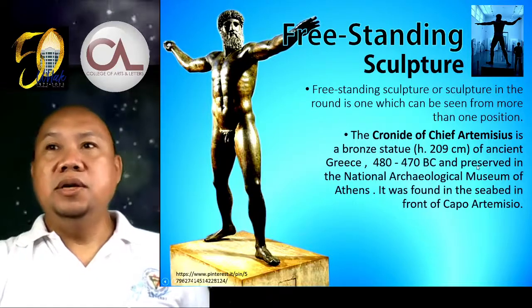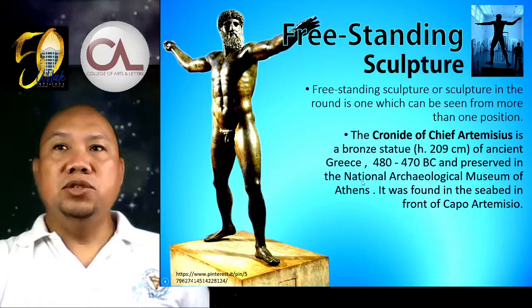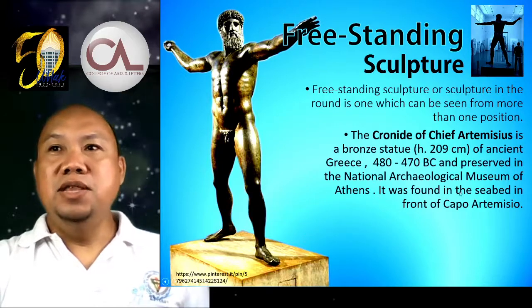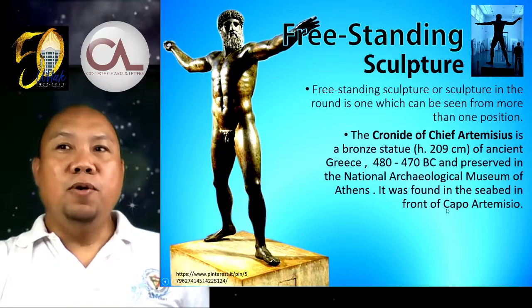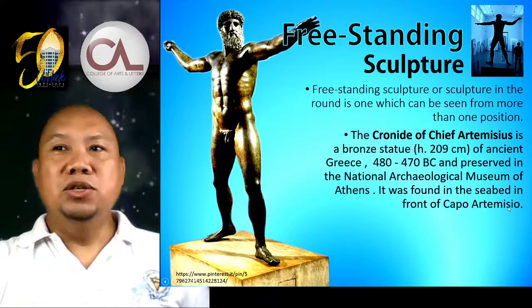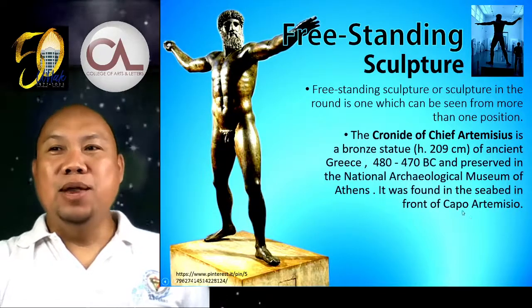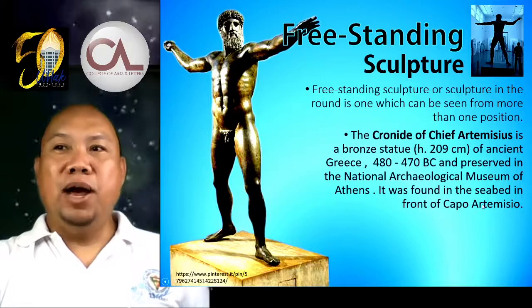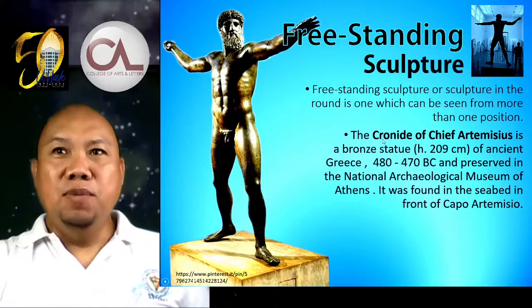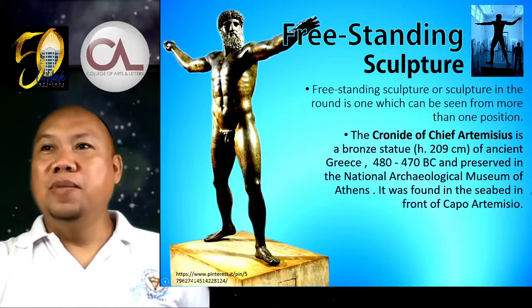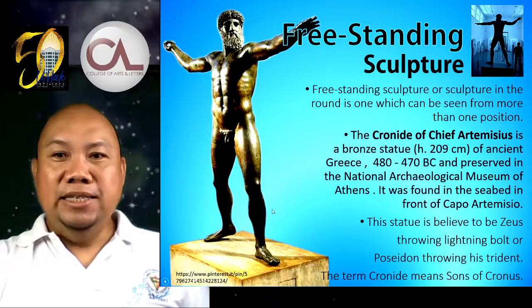And right now it is preserved in the National Archaeological Museum of Athens. It was found in the seabed in front of Cape Artemisium. So nakita siya doon sa dagat, sa may lugar ng Cape Artemisium. Now, the term chronide, what is chronide ba? By the way, sino nga ba to?